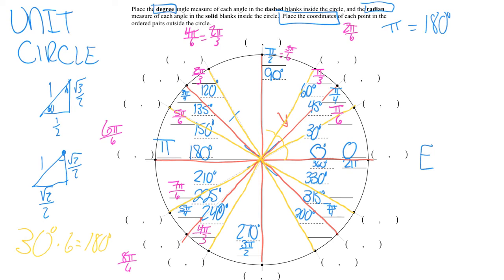3 pi over 2 is the same thing as 9 pi over 6. Then at 300 degrees, it's 10 pi over 6, which is 5 pi over 3. And then 11 pi over 6 is this last one. And then 12 pi over 6 is 2 pi. Okay, so we have all the degrees and the radians measured. Go ahead, fill those out.